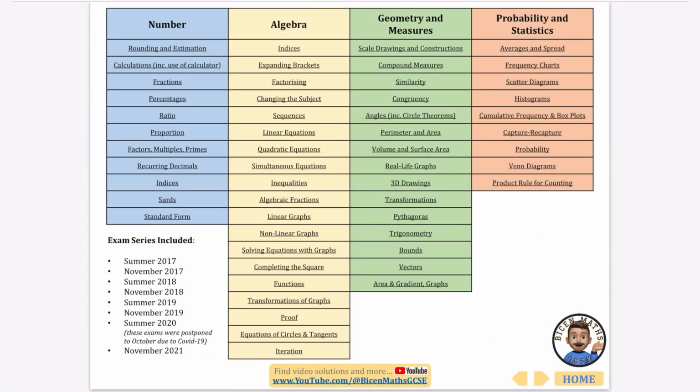Okay, we're going to do every exam question that's ever been asked on standard form. This includes all the exams from 2017 to 2021.